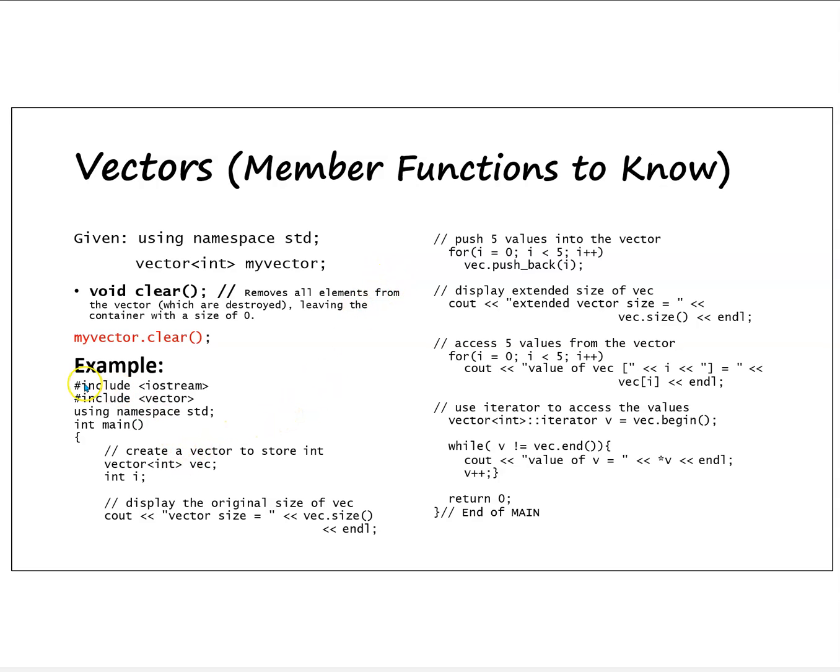So here we go. We include iostream, we include vector, and we're using namespace std. So we declare a vector of integers, and we display its original size. Then we're going to push 5 values into the vector. Push back means push them onto the back end. Okay, we're going to display the size now. Access 5 values from the vector, as in we're going to walk through and display them all, and then use an iterator to access the values 1 through 5. We're going to take a look at that.